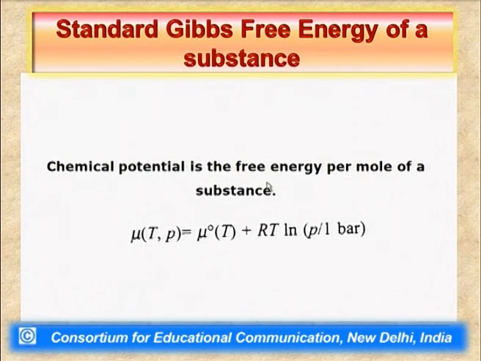So, chemical potential is the free energy per mole of a substance, that is it, nothing else, but chemical potential is a very important quantity in thermodynamics to deal with. Chemical potential is a function of temperature and pressure, and as the pressure increases the chemical potential value increases. So, chemical potential is a measure of pressure of the system, and therefore, chemical potential at a temperature T and pressure P can be related to standard chemical potential plus the higher pressure term RT ln P by 1 bar.